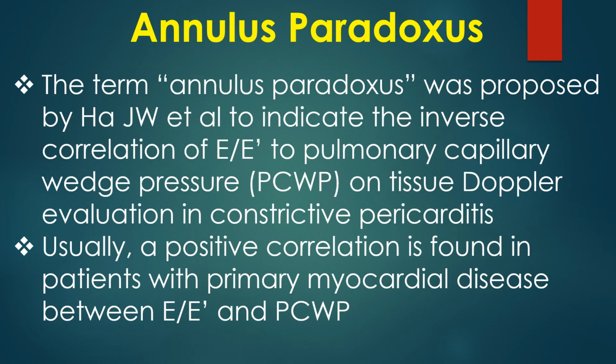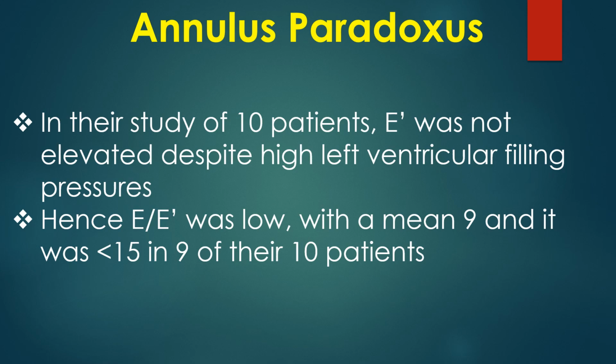The term Annulus Paradoxus was proposed by Ha and associates to indicate the inverse correlation of E by E prime to pulmonary capillary wedge pressure on tissue Doppler evaluation in constrictive pericarditis. Usually, a positive correlation is found in patients with primary myocardial disease between E by E prime and PCWP. In their study of 10 patients, E prime was not elevated despite high left ventricular filling pressures.